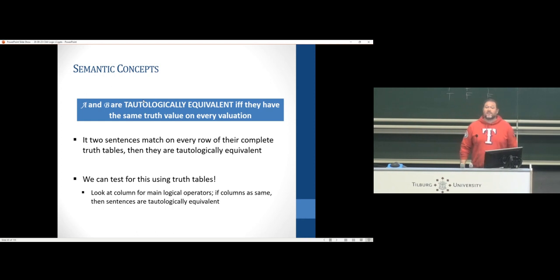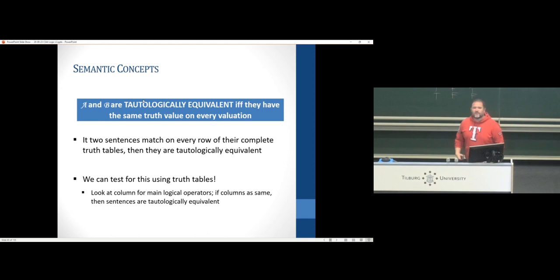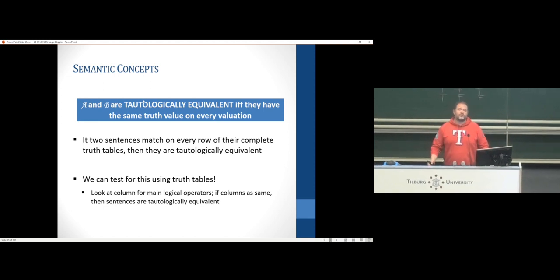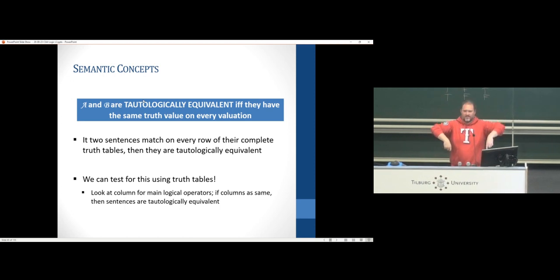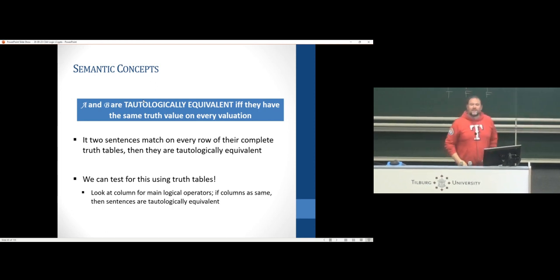And we can test this using our tables. Specifically, we look at the columns under the sentences' main operators. And if the columns are exactly the same, then they're going to be tautologically equivalent. So we can give an example. How can there be more than one main operator? Good. So we're talking about multiple sentences, right? That's right. Two sentences.